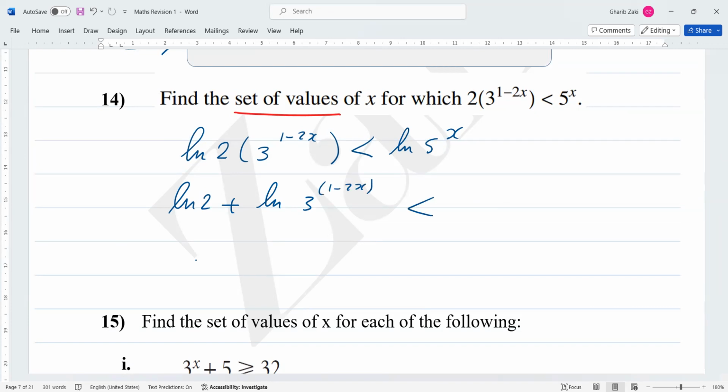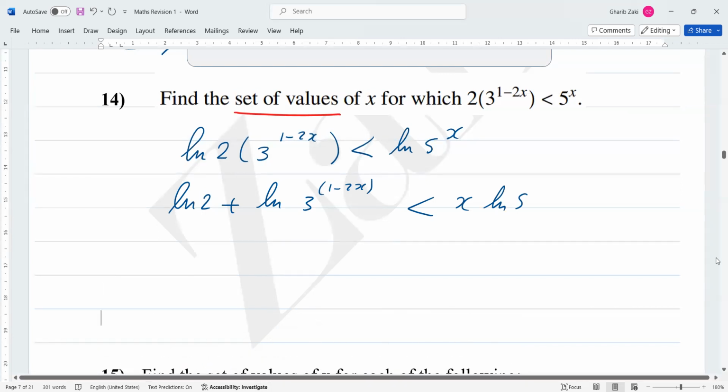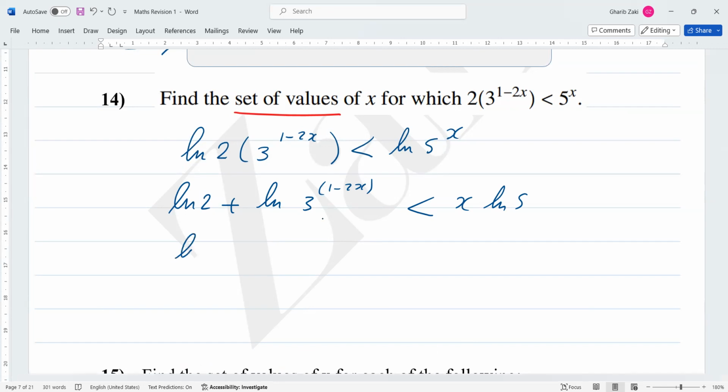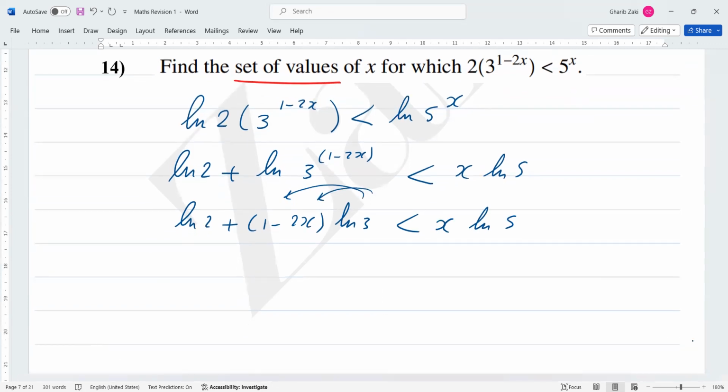less than, we can take x down, so x ln 5. Okay? We need to get the values of x. The power comes down. So ln 2 plus (1 minus 2x) ln 3 is less than x ln 5. Distribute ln 3 over the bracket. Then it becomes ln 2 plus ln 3 minus 2x ln 3 is less than x ln 5.